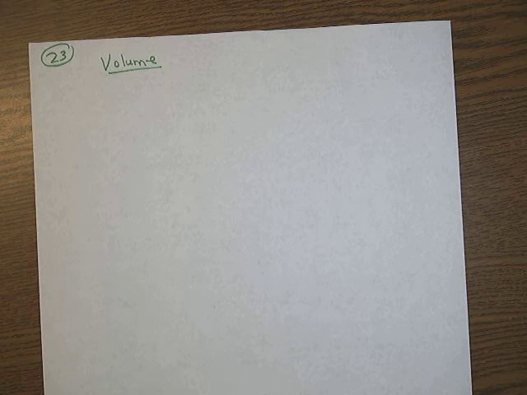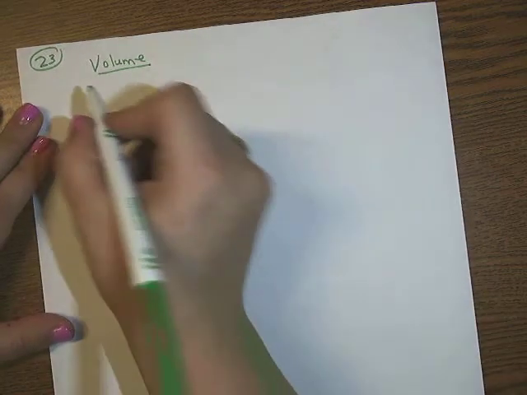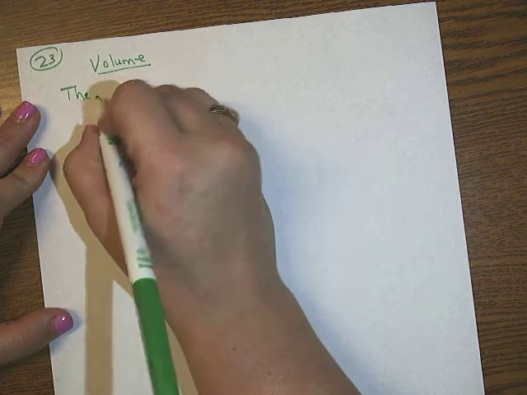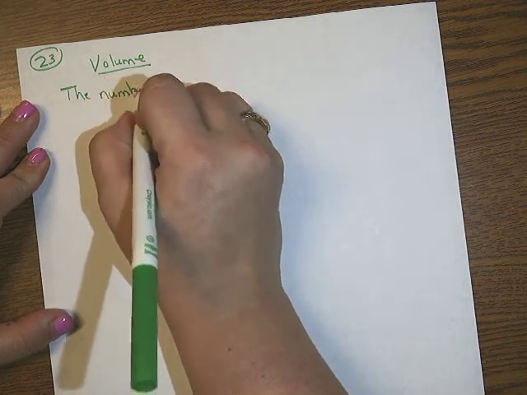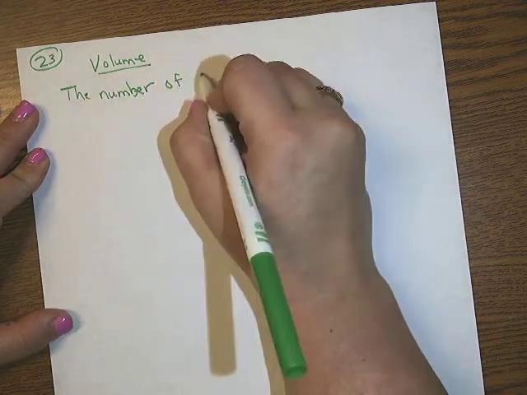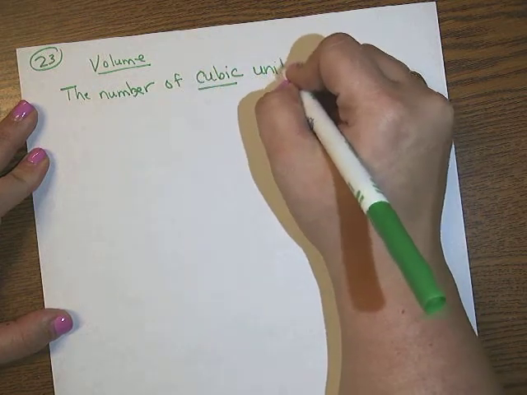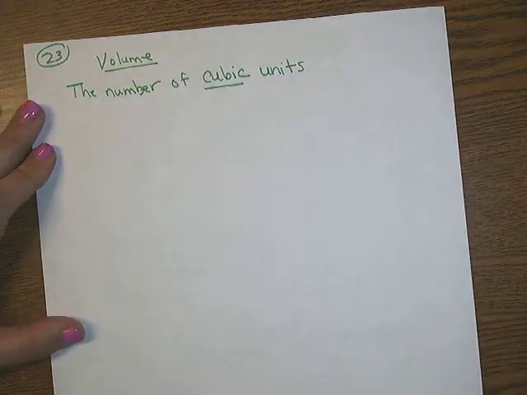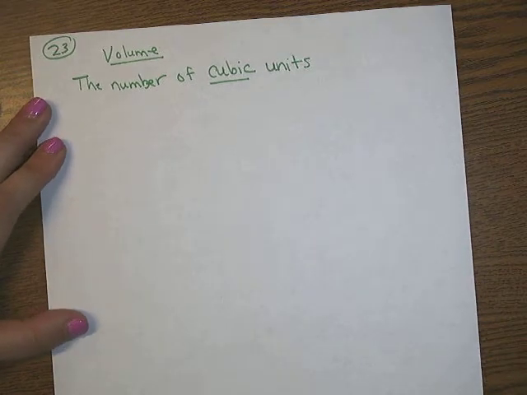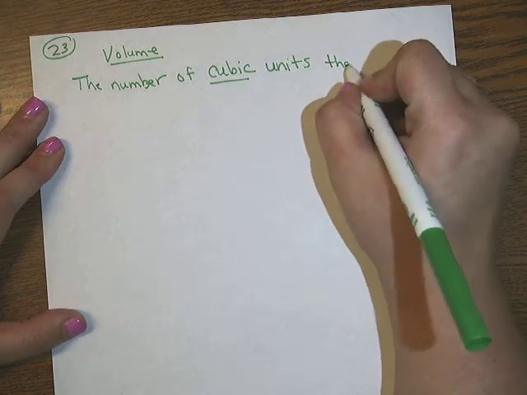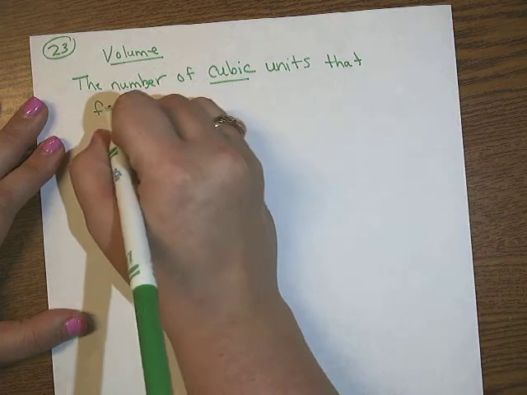Volume, we kind of had a collaboration to come up with the definition. Volume is the number of cubic units. Remember, area is the number of square units. Volume is the number of cubic units that fit.